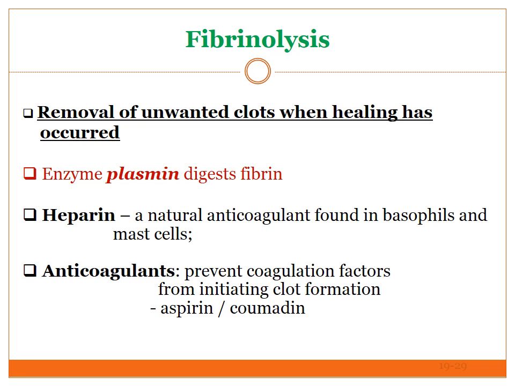Anticoagulants that people take as a medication work by preventing the coagulation factors from initiating a clot formation. So things like aspirin, Coumadin, which is also known as warfarin, used as a rat poison. These are common medications that people are put on to prevent excessive clot formation, to try and prevent the possibility of a stroke or a heart attack or blockage of blood vessels in the body using these anticoagulants.